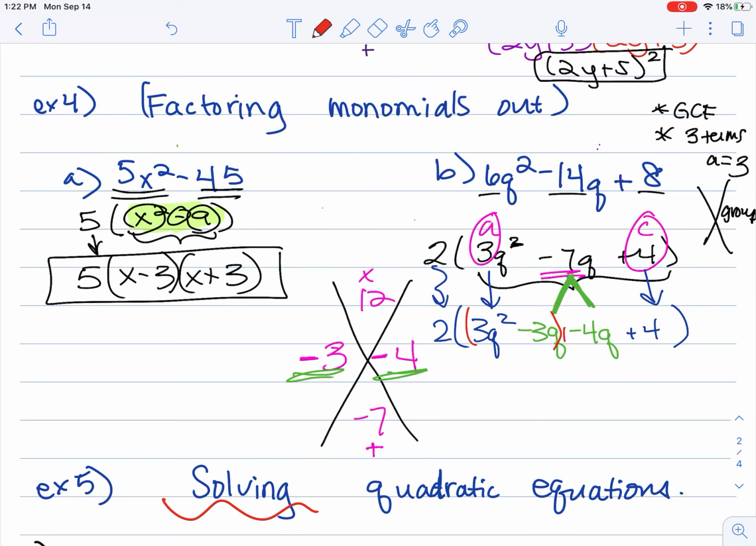And now we're going to do the grouping step. So we go group, group, make a plus there, group, group. So now we're going to look for a GCF in both of these. We can pull out a 3q, and we're left with q minus 1. Bring down the plus. We can pull out a negative 4. And we end up with q minus 1 as well. Again, we want these to match.